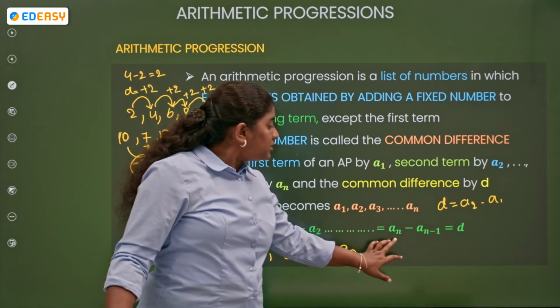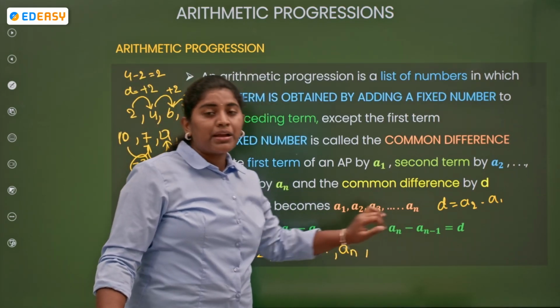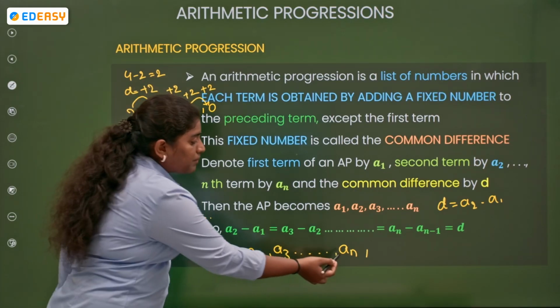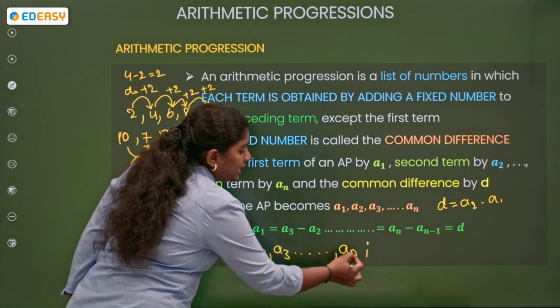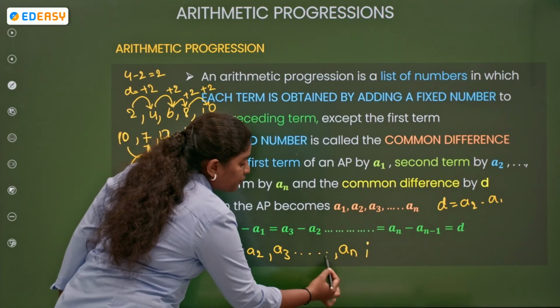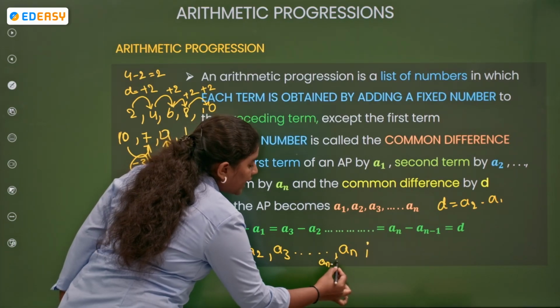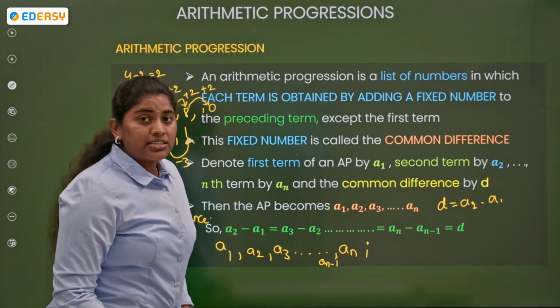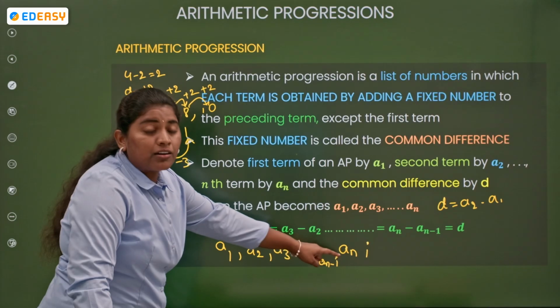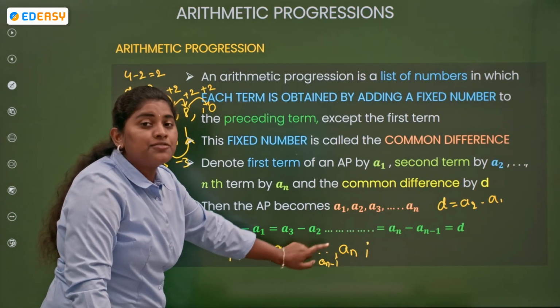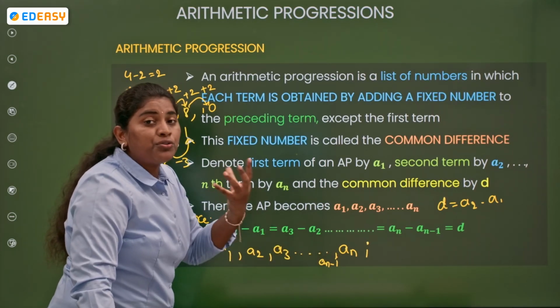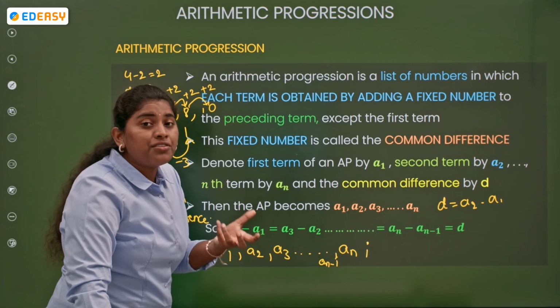Now, what about AN minus AN minus 1? Here, my last term is AN. But before that, what term am I having? AN minus 1, right? Before the AN term, I am having AN minus 1. So if I want to find the common difference, how will we find it?